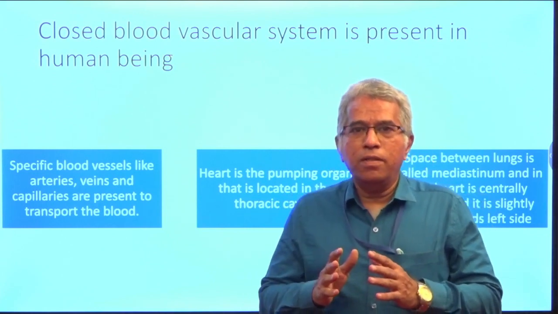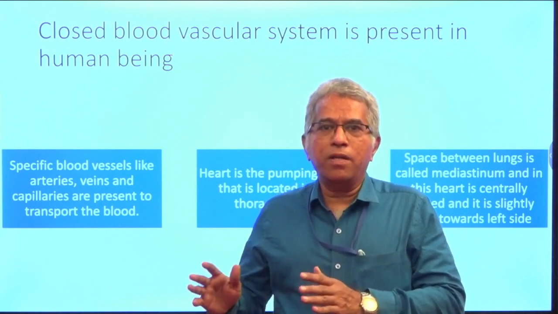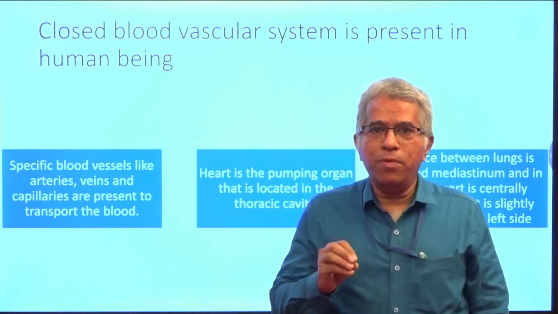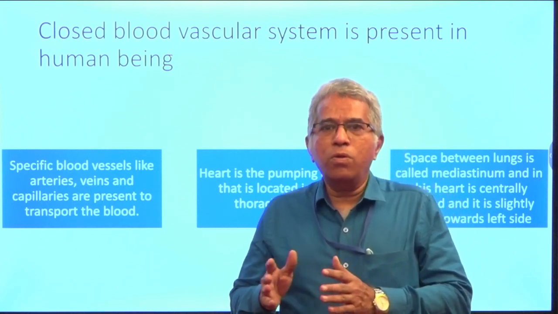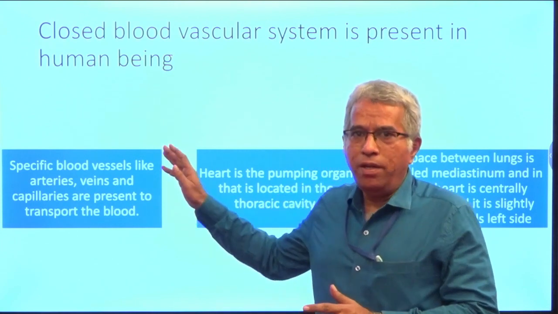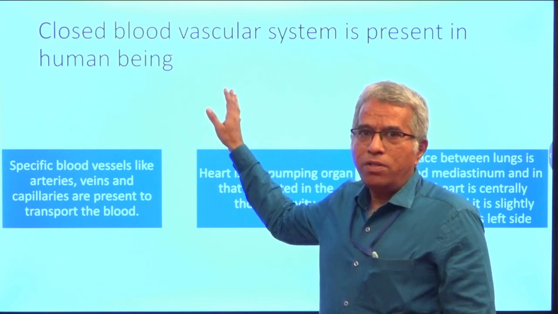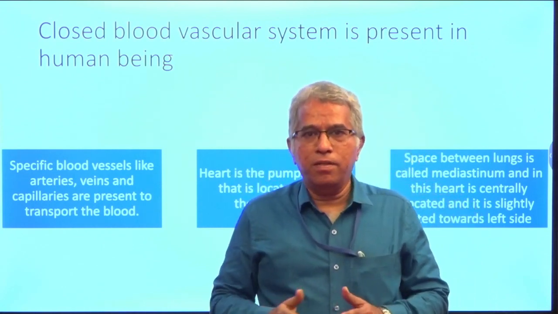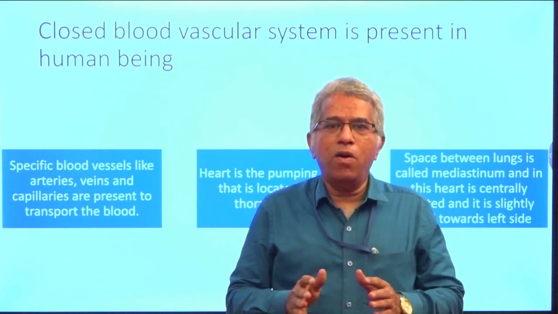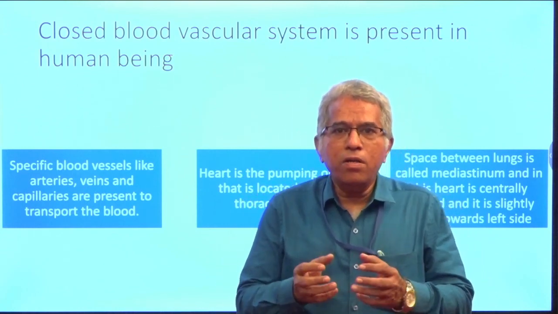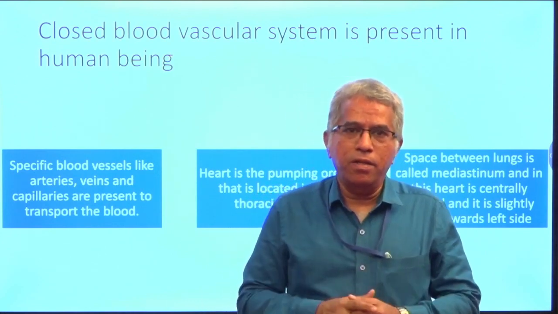You know that human being has closed blood vascular system. There are two types of blood vascular systems, namely open blood vascular system and closed blood vascular system. In human being, you find closed blood vascular system with arteries, veins, and capillaries. Arteries carry oxygenated blood, veins carry deoxygenated blood. And heart is a pumping organ.